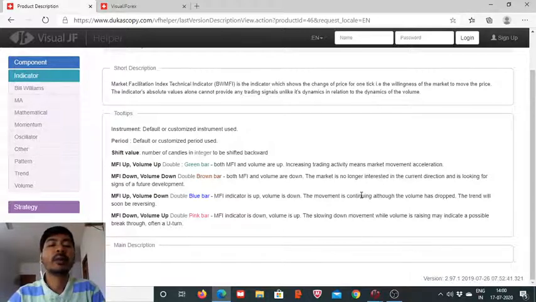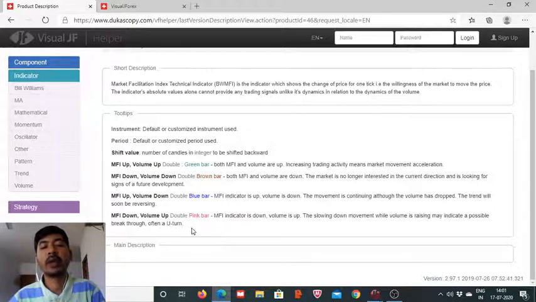When the MFI is down and the volume is up, that means the movement is slowing down while the volume is rising. That means that, in reverse fashion, the trend might change. So often a U-turn looks possible in such scenarios, when the price action was moving with certain underlying momentum, and now it is kind of drying down.